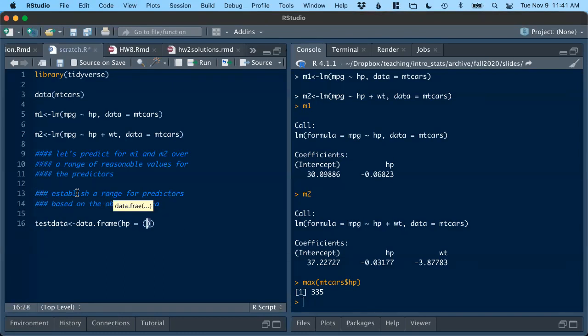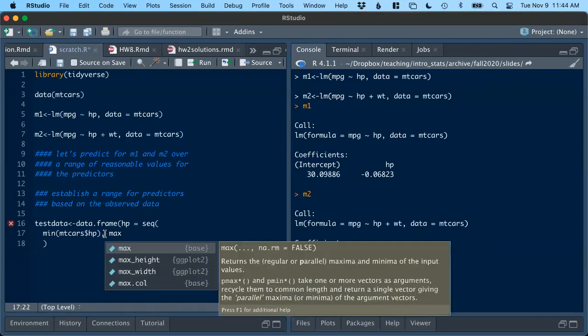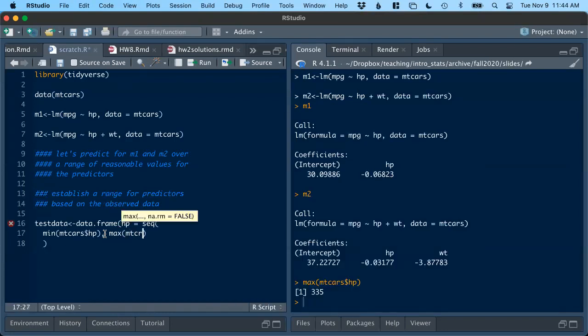Okay, so I'm going to say HP is equal to a vector that's going to take on values between the minimum of mtcars HP through, actually, I'm going to introduce a new function here called sequence, seq. What seq will do is it'll give us a sequence that starts at one place and ends at another place. It's going to take as its endpoint the maximum value of mtcars$HP. So let's see what that does first.